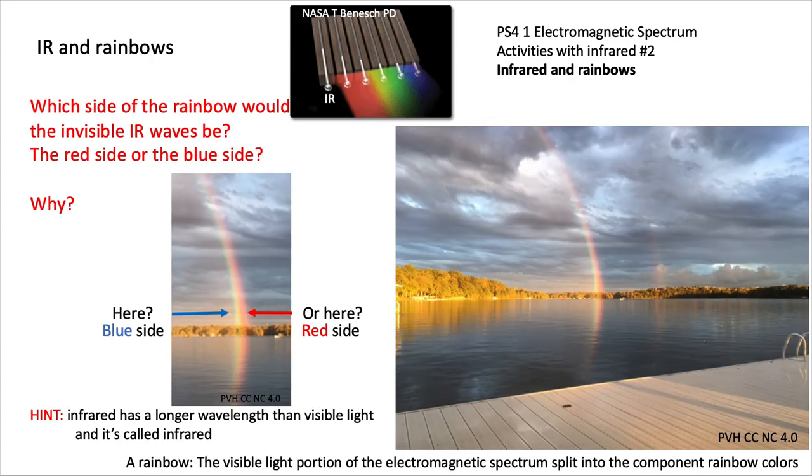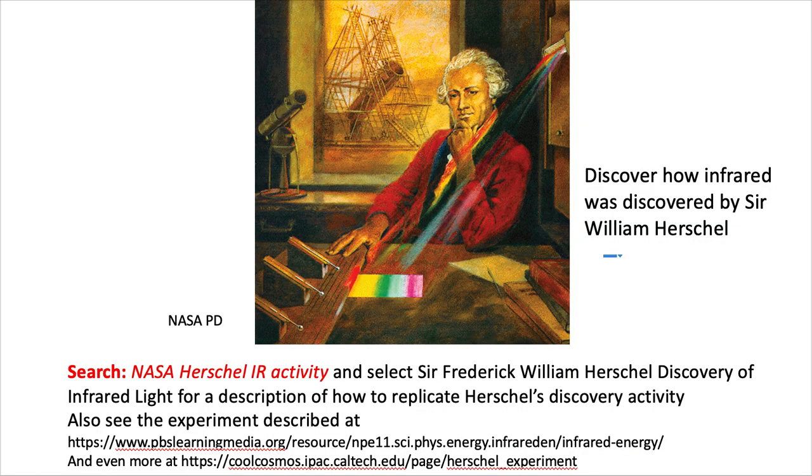So the activity is, with a photograph of a rainbow, which side of the rainbow would the IR waves be? The red side or the blue side? And there's a hint: infrared has a longer wavelength than visible light, and it's given the name infrared.